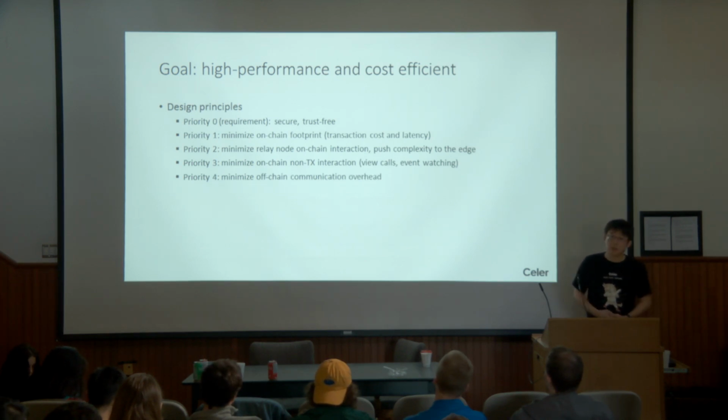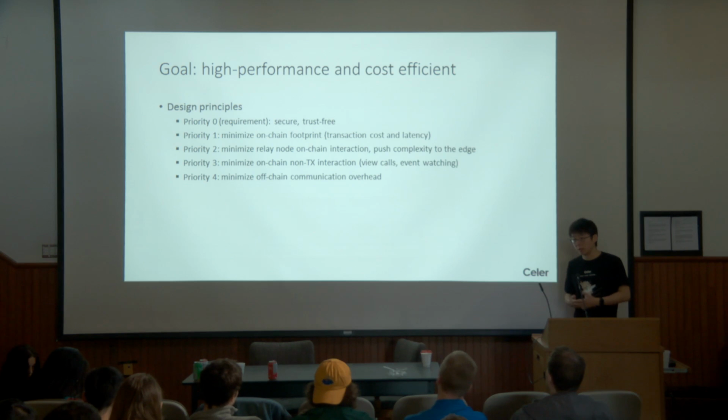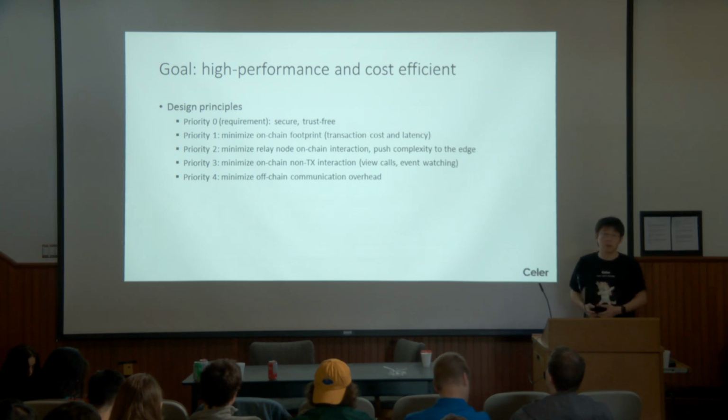Then it comes to priority 4, which is of course also important: to minimize the off-chain communication overhead. Basically, all these priorities and trade-offs are based on our real cost analysis, like which operation costs more, especially if you're a service node sitting in the middle of the payment network.